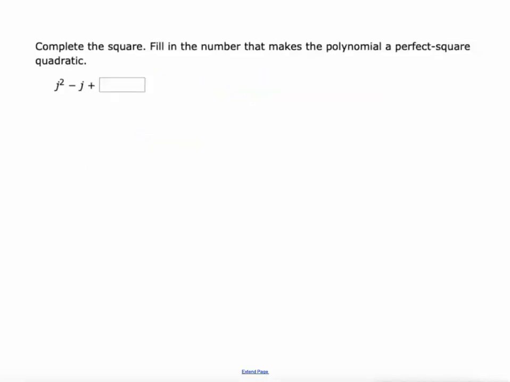This one, this value right here is negative 1. So we're going to divide that by 2 and then square it. 1/2 squared is 1/4, and that's the answer. So that's all we have to do to create a perfect square trinomial that can then be written as the square of a binomial. That's the point.